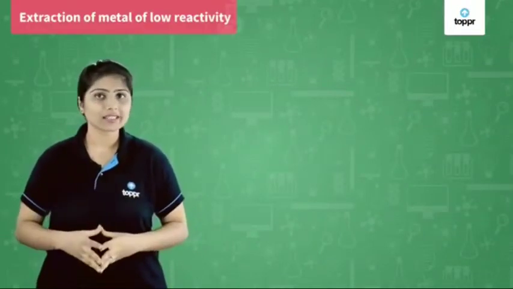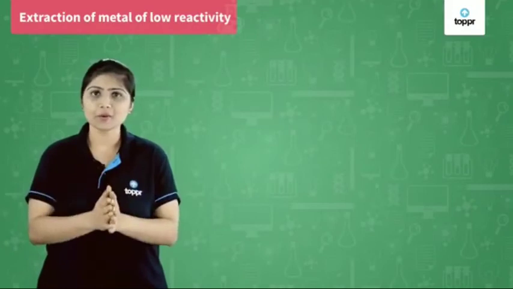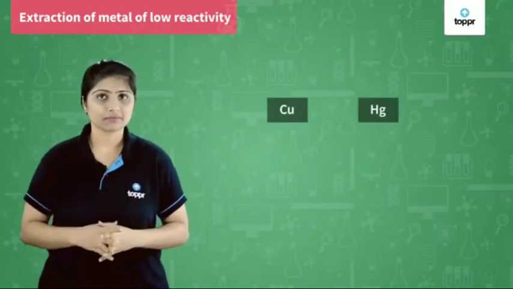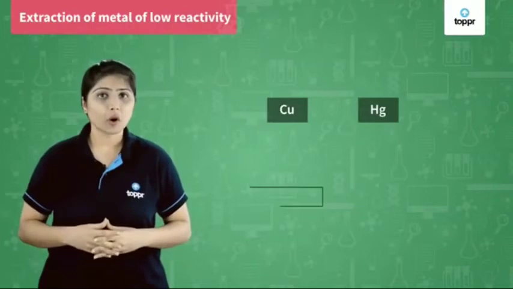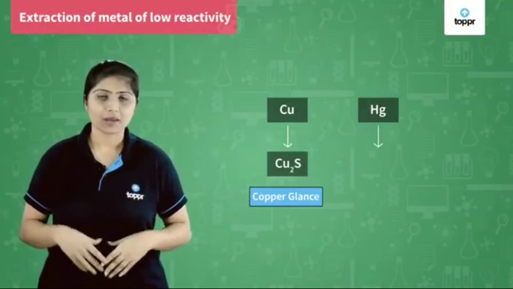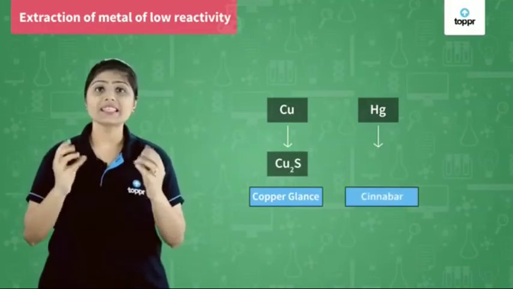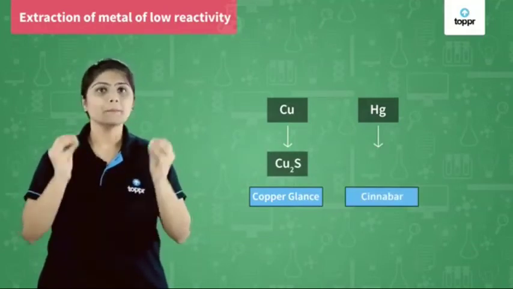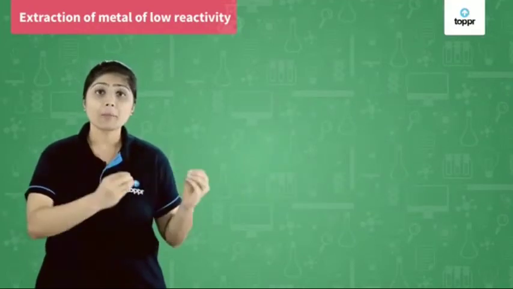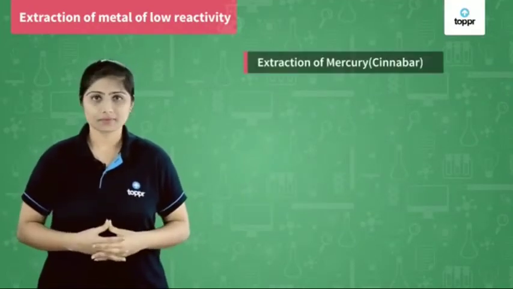Let us begin seeing how metals with low reactivity are extracted from their ores. In this category, we have copper and mercury. Copper exists in the form of copper glance, that is copper 1 sulfide, and mercury exists in the form of cinnabar, that is mercuric sulfide.